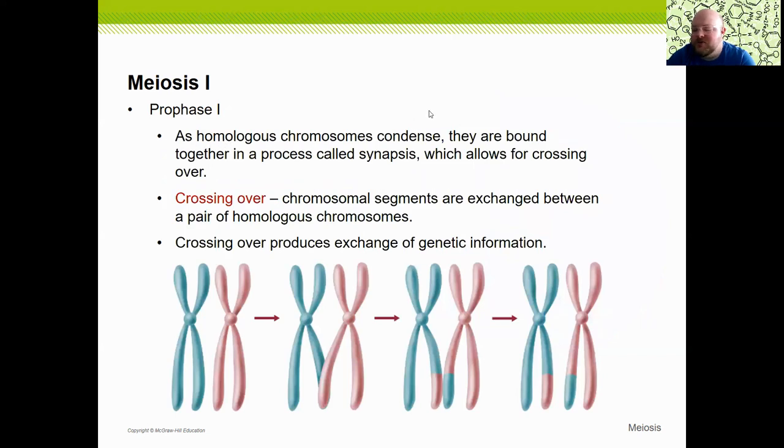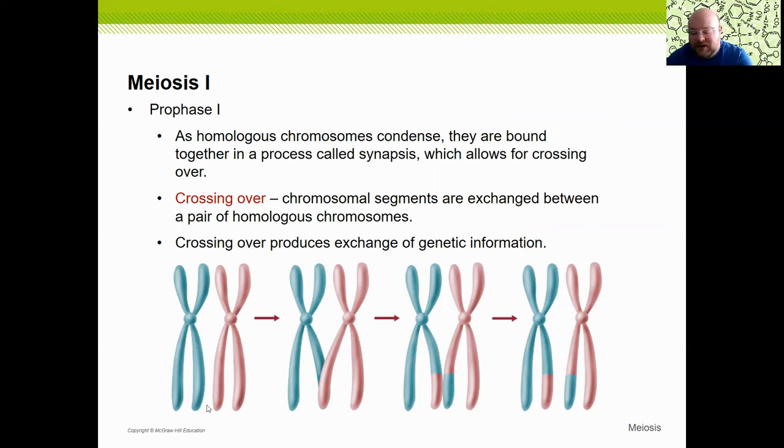As homologous chromosomes condense, they are bound together in a process called synapsis, which allows for this event that we call crossing over. So crossing over is when chromosomal segments are exchanged between a pair of homologous chromosomes, and it produces an exchange of genetic information.